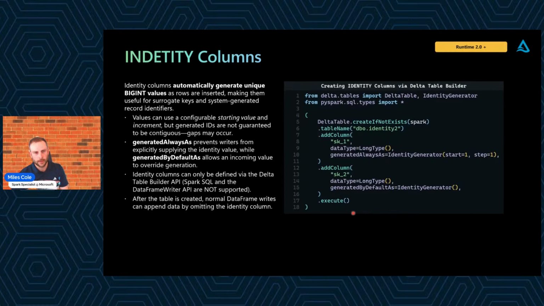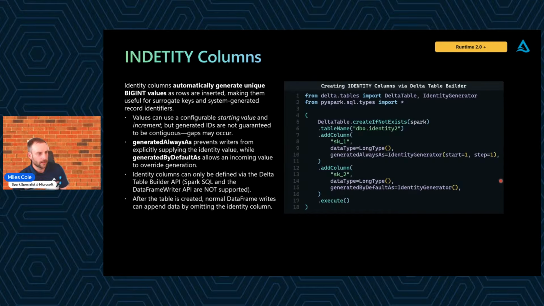I do hope, and am pretty optimistic, that an upcoming Delta release will support it, but as of today, this code snippet on the right is the one way that you can create a table with an identity column, and that is via the Delta Table Builder API.